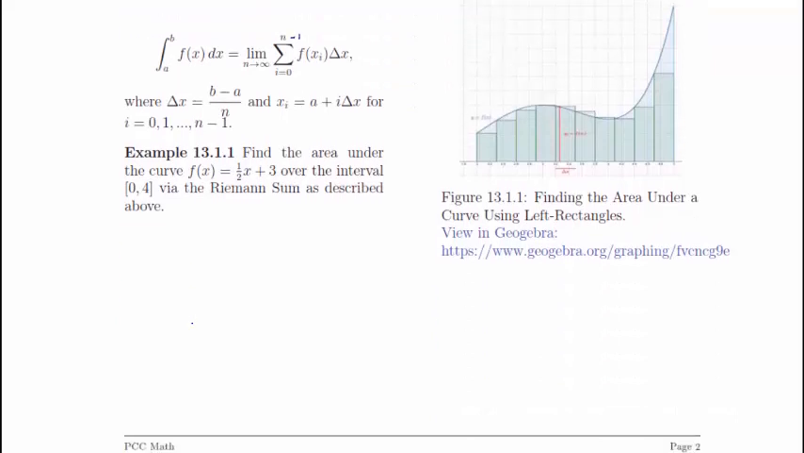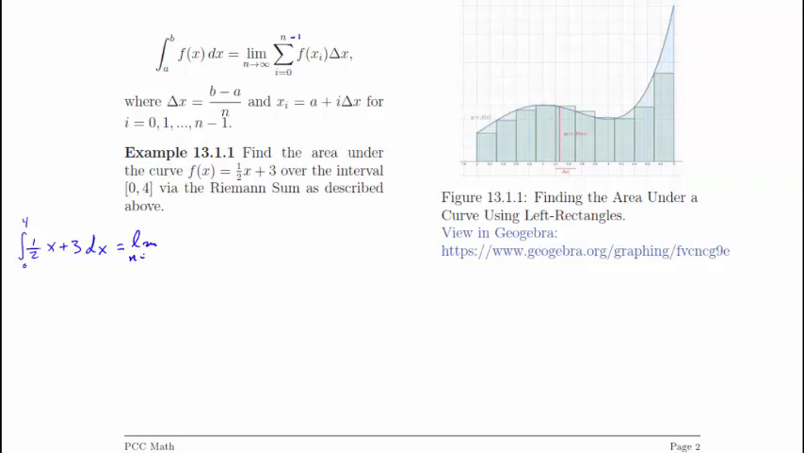So let's do an example of this, get it all set up and everything. Find the area under the curve f of x equals 1/2 x plus 3 over the interval from 0 to 4 via the Riemann sum as described above. So we want the integral from 0 to 4 of 1/2 x plus 3 dx. And yes, we could totally use our antiderivative rules in the fundamental theorem of calculus to evaluate this, but we're going to do it using this limit of the area of the rectangles, to rehash the Riemann sum so that we can then apply this for our volumes.